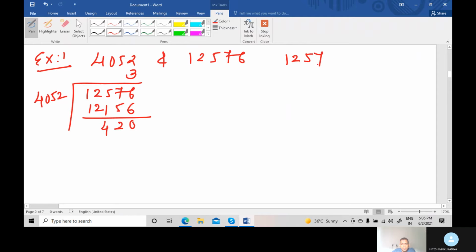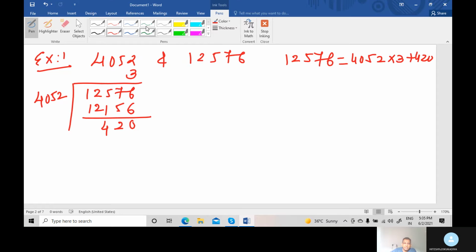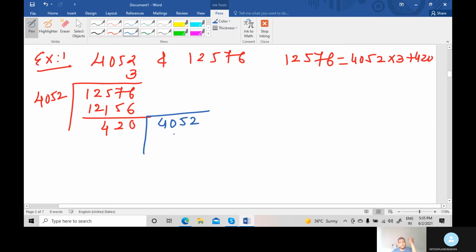12576 equal to 4052 multiply by 3 plus 420. Okay, now write your number here, 4052. So 420 is the remainder. Now we take the divisor 420.